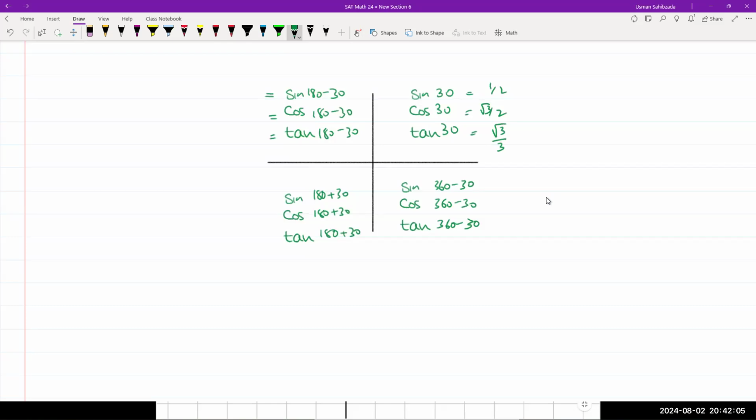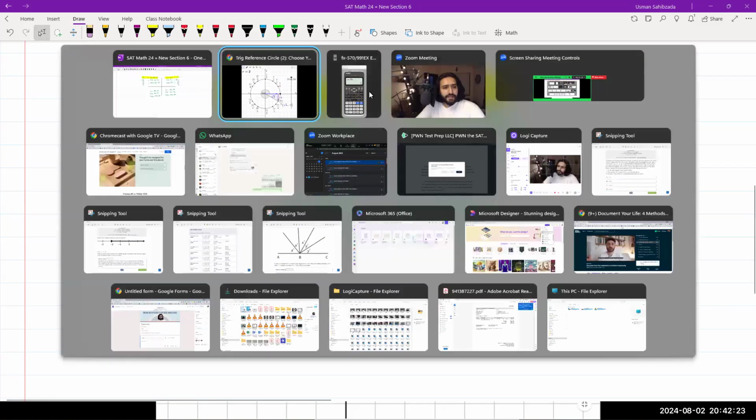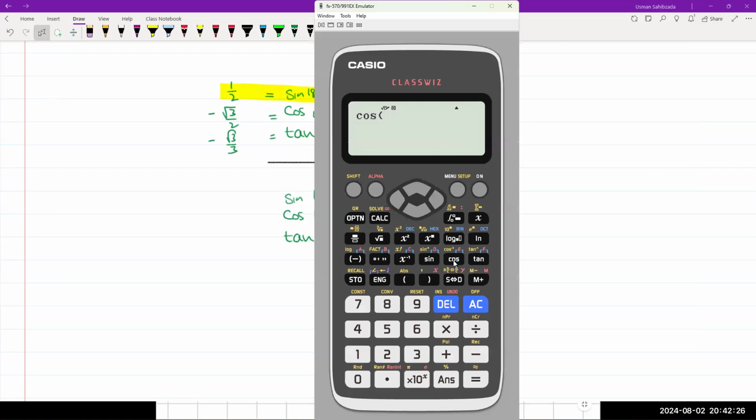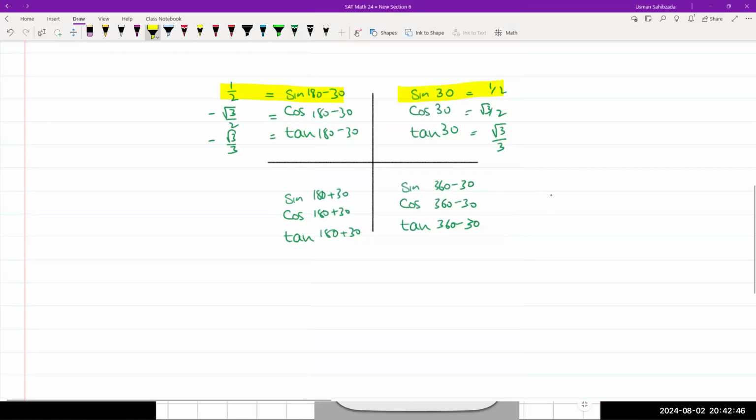In the second quadrant, you have the same half, the same under root 3 over 2, the same under root 3 over 3, but these two are negative. Only the sine is positive. Sine is positive here, cos is negative. Let's check as well. Cos of 30 was under root 3 over 2. Cos of 150 is also under root 3 over 2, but negative. Tan of 30 was under root 3 over 3, but tan of 150 is also under root 3 over 3, but negative. So you have to sort of memorize a very small mnemonic.